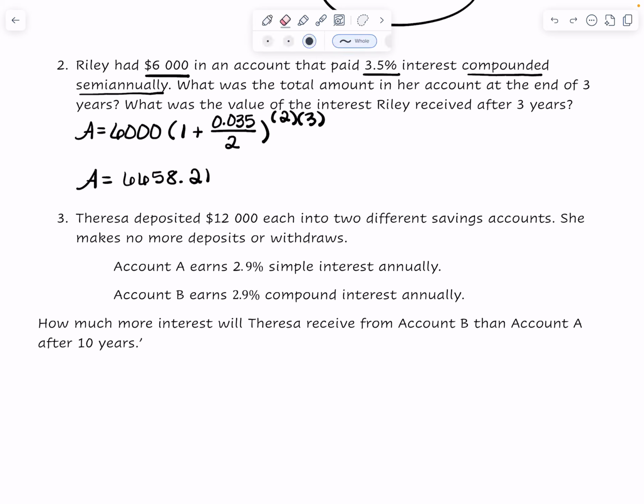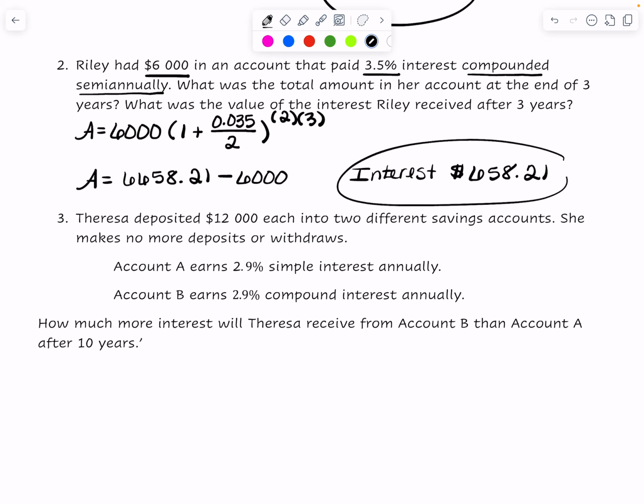That's how much money she has at the end of 3 years. Now originally she invested $6,000. So we are going to subtract off $6,000 to find the amount of interest that she had. So we've got the interest that Riley earned on top of the $6,000 was $658.21. Okay, so that's what I'm talking about when we get to interest.